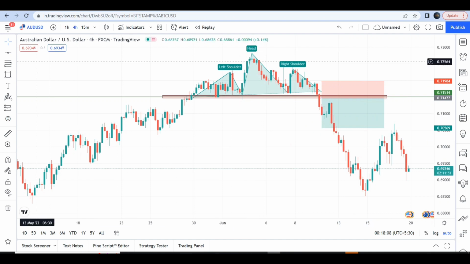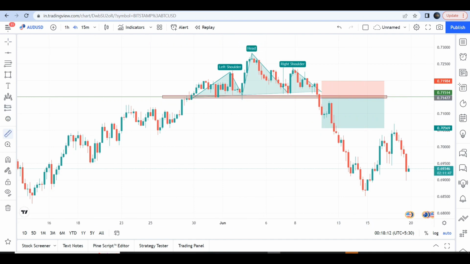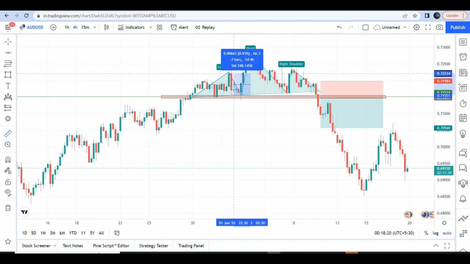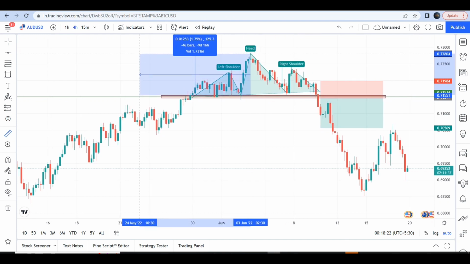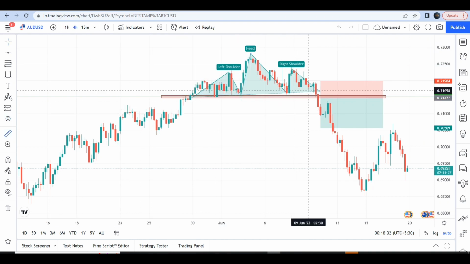So how do you measure your take profit on a pattern like this? You select your measure tool, select this angle here. From here to where the head is, we can see that's 125 pips. You measure this distance from here to here to get your target. The market at least has to form that first target before it does anything. So you measure the same distance for your take profit. So this is 125 pips.